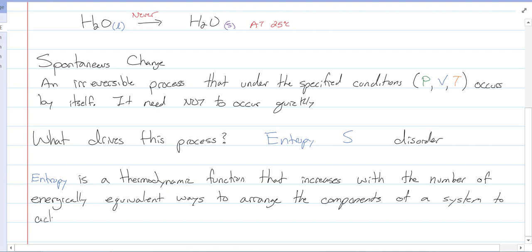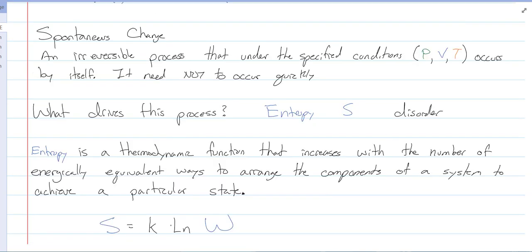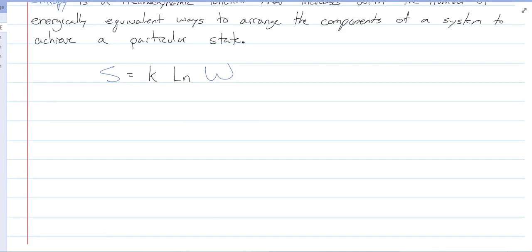to achieve a particular state. So entropy, S, equals k, lowercase k, times the natural log of W. So S equals k times ln W. k, our little constant, is the Boltzmann constant.